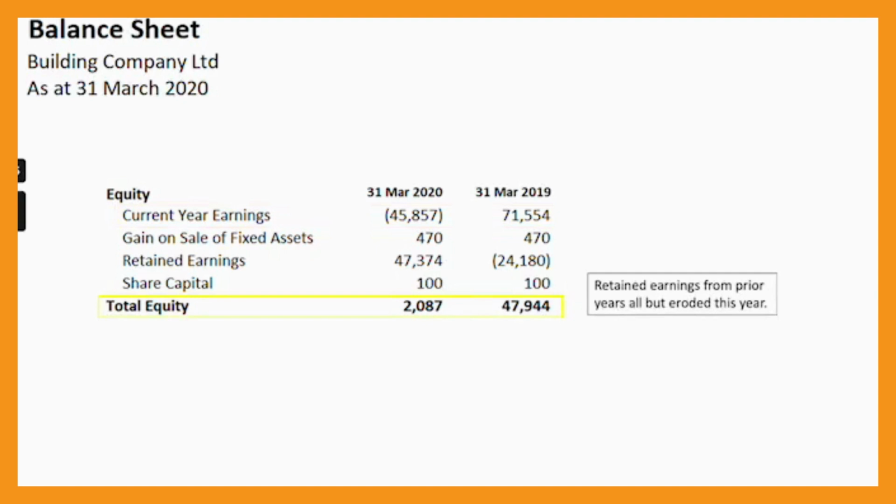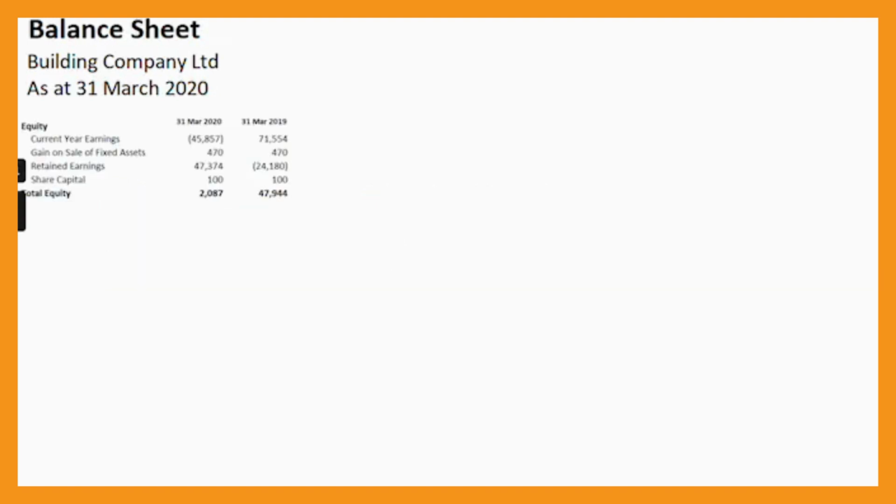Total equity is 2,087, which means if the company makes a further loss, it will be insolvent. Strategies to improve profitability need to be implemented urgently. We'll build a balance sheet as we go to help you understand the layout.